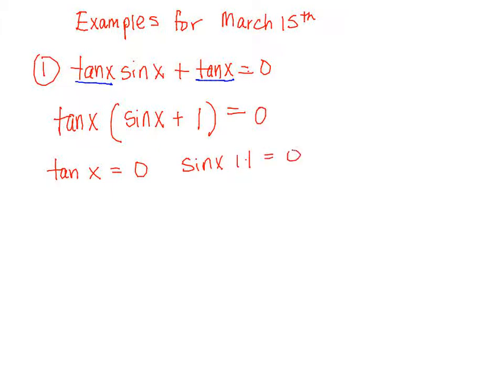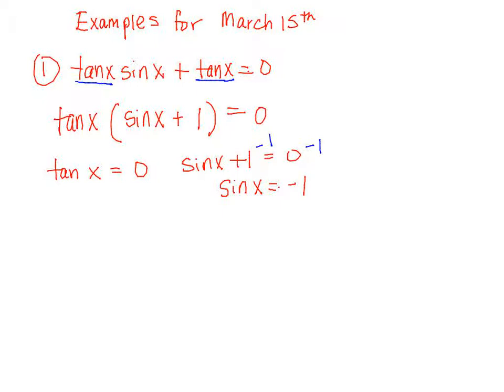So let's think about where tangent has a value of 0. And we'll think about where sine has a value of, well, what would we do to solve this? We would subtract 1 from both sides. And when we do, we get sine equal to -1. Where does sine have a value of -1?